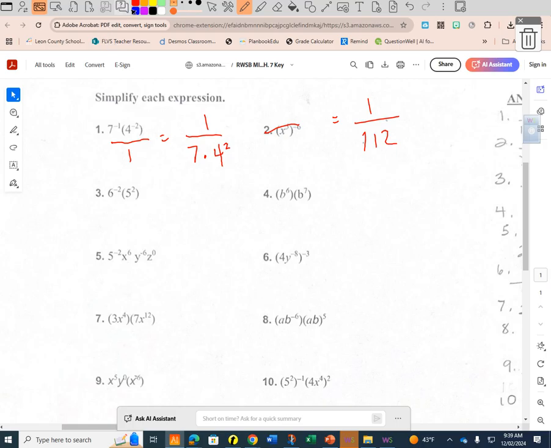Any questions? Brooklyn, does that make sense? Okay, we're on number 3. We have a negative exponent on the 6, a positive exponent on the 5. Is this going to be a fraction? It is. That's right. We're going to put it over 1. I'll give myself a fraction.